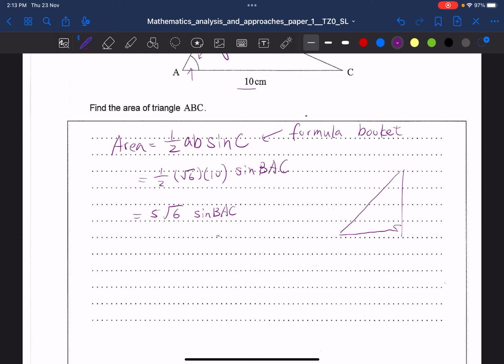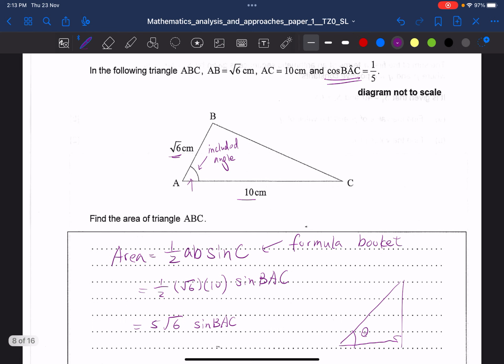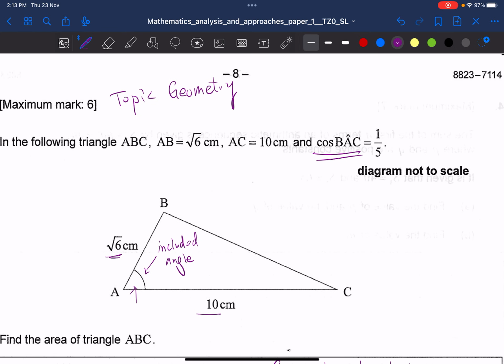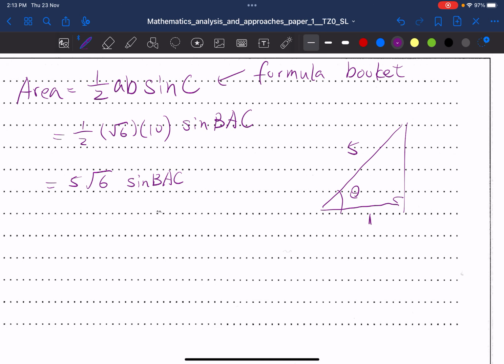So draw a right angle triangle out, and let's just say theta. So theta is BAC, okay? So cosine of this angle equals 1/5. So cosine, remember, SOHCAHTOA is CAH, right? So this is the A, and this is the H. So A would be in here, and H would be here, okay?